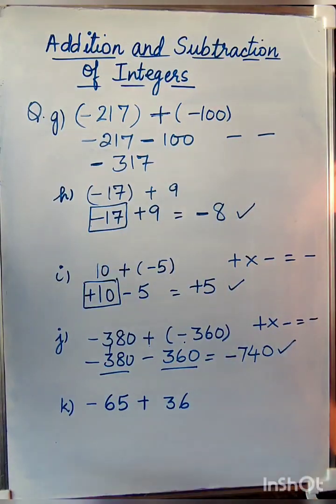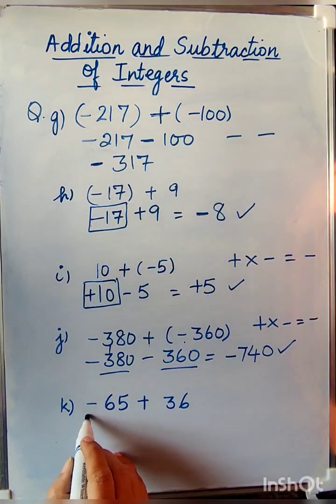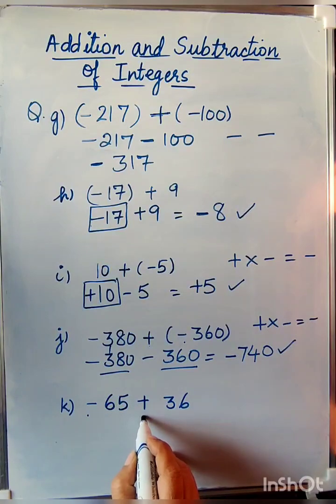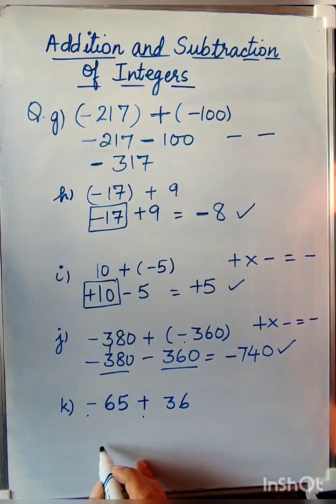This will be your answer. The last one here is minus 65 plus 36. So this is a negative sign. This is a positive sign. We will simply subtract the numbers.